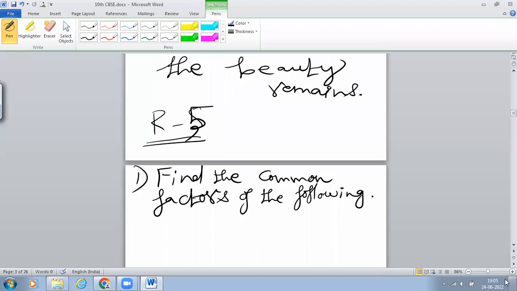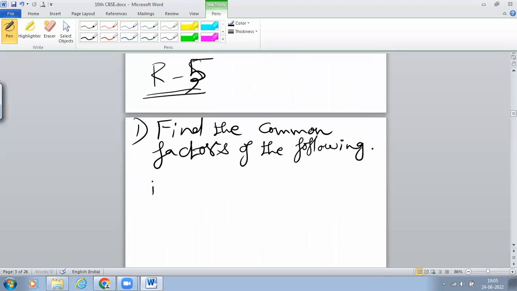Okay, now. Subdivision 1. I'll write the question: 14PQ, comma, 28P squared Q squared. These two are called expressions. It is an algebraic expression. 14 times PQ, simply we can write it as 14PQ. And another algebraic expression is 28 into P squared into Q squared. We can write it as 28P squared Q squared.